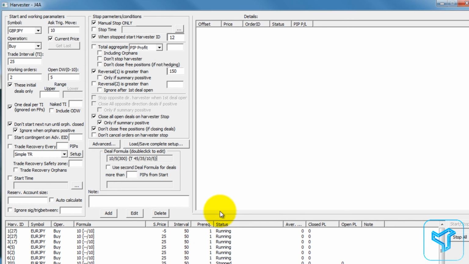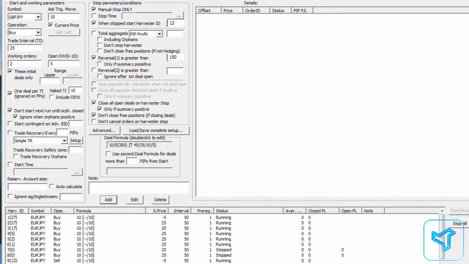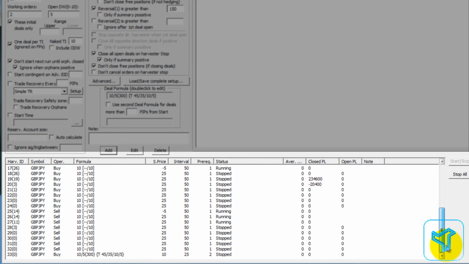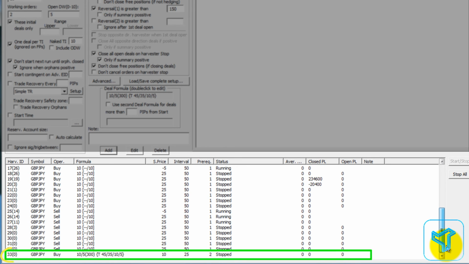Once we click the Add button, we'll see our harvester in the window at the bottom. At the moment, I have a number of harvesters open, so let's scroll down here and find this new harvester we just set up. And here it is. The platform has assigned a harvester ID here on the left, and we see our symbol and our direction here. We see the deal formula, the start price move in pips, the interval, the working orders, and the status.